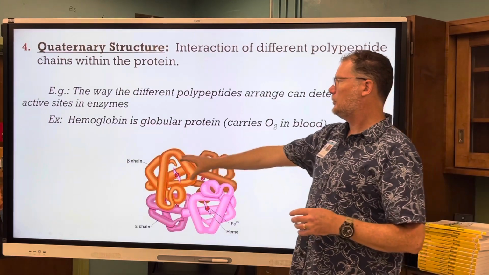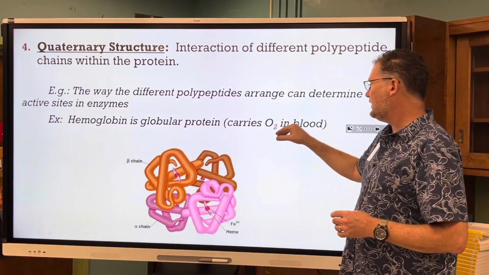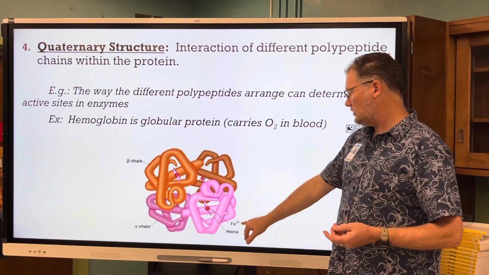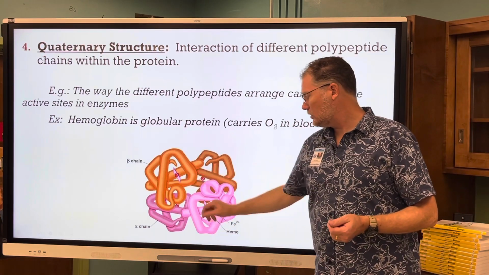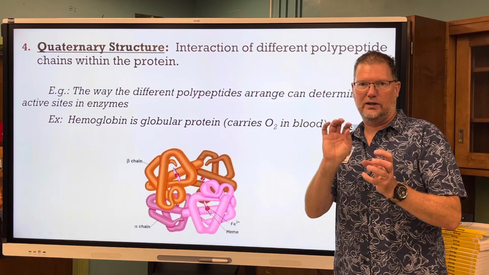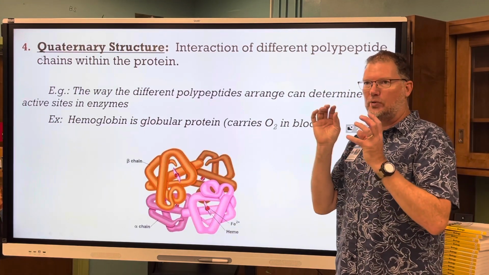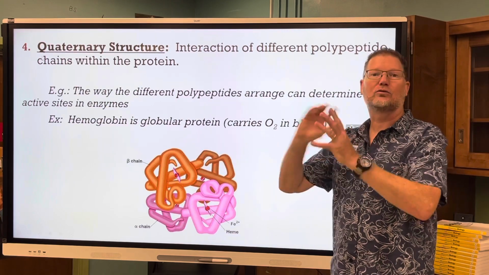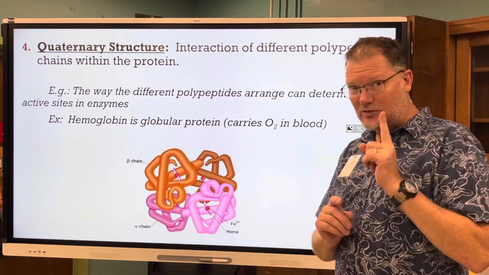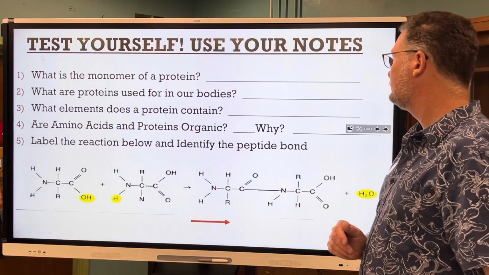So this is an example of hemoglobin that carries oxygen in our blood, and that's a protein. And you see that there are binding sites for oxygen. This is iron. So there's an iron molecule in the protein that binds to oxygen, which carries it around the blood from your lungs to the rest of your body. So that's one particular example of that.